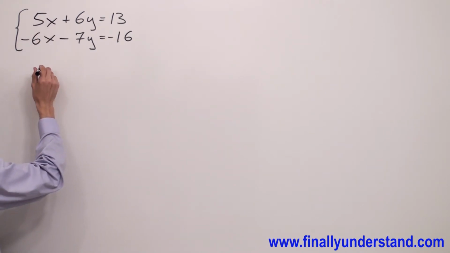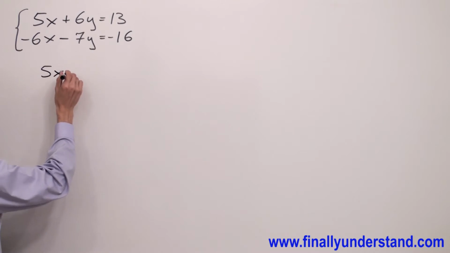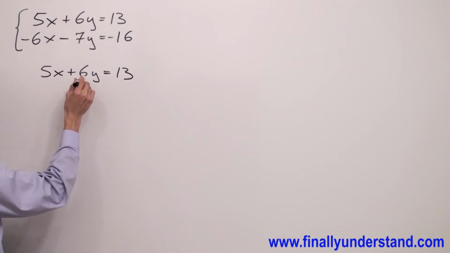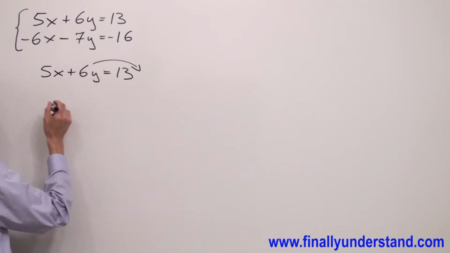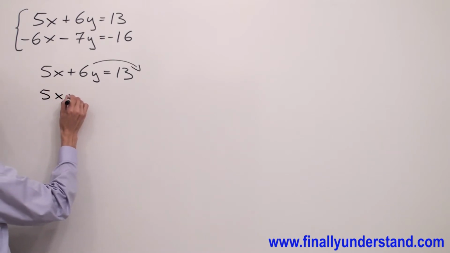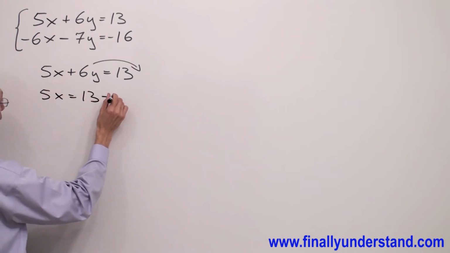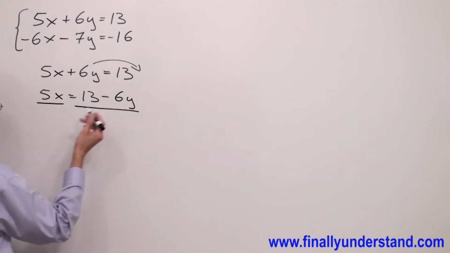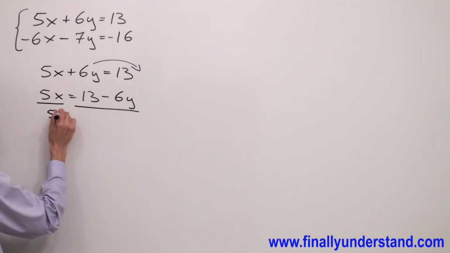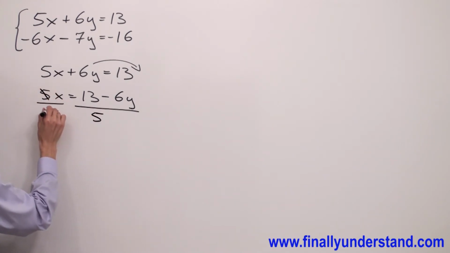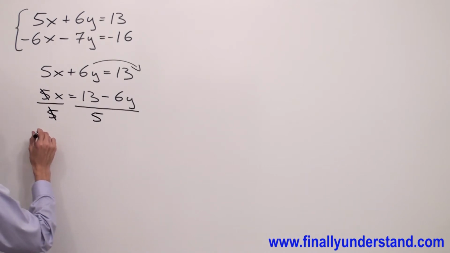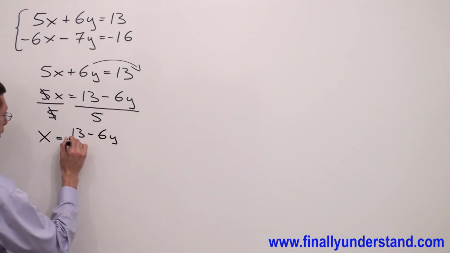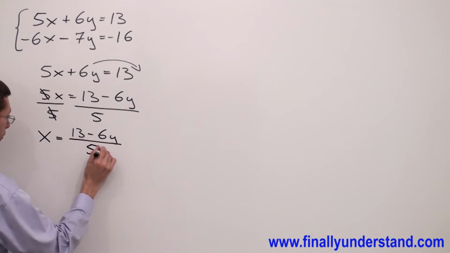So let me copy this equation down. I have 5x plus 6y equals 13. I'm going to move 6y to the right side, and I'm going to have 5x equals 13 minus 6y. In order to find x, I have to divide both sides of the equation by 5. 5 and 5 will cancel out, and I end up with x equals 13 minus 6y over 5.